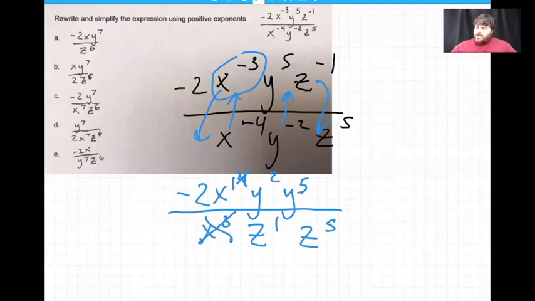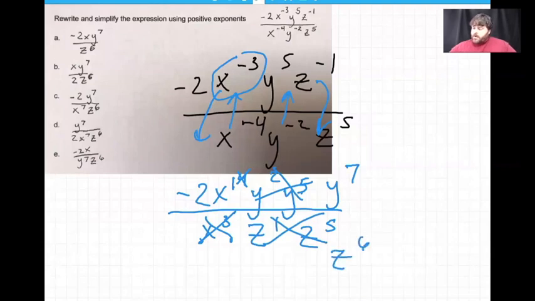Right here I've got y second times y to the 5th. That actually moves into y to the 7th. I add my exponents together there. Down here, I've got z to the 1st, z to the 5th, that's z to the 6th. There we go. -2x to the 1st, so I just write x. Y to the 7th over z to the 6th.